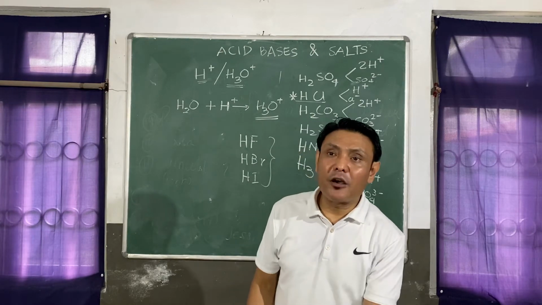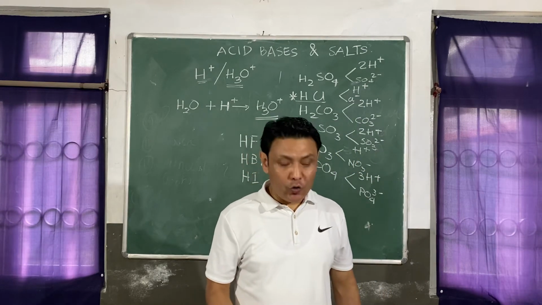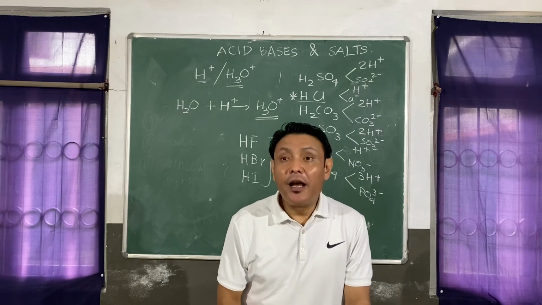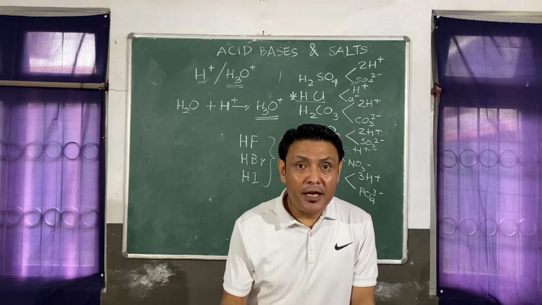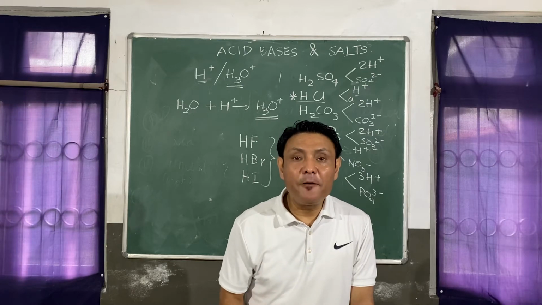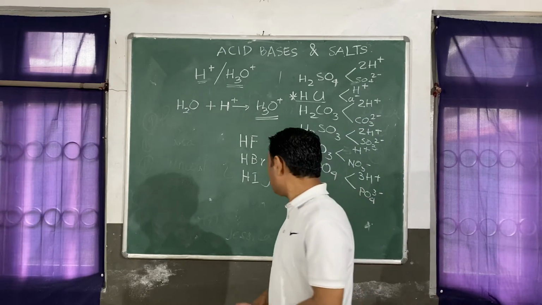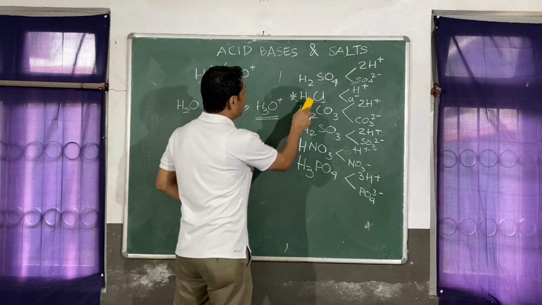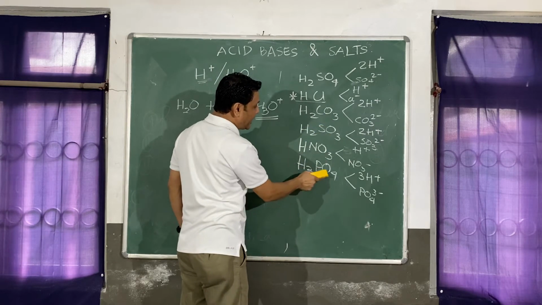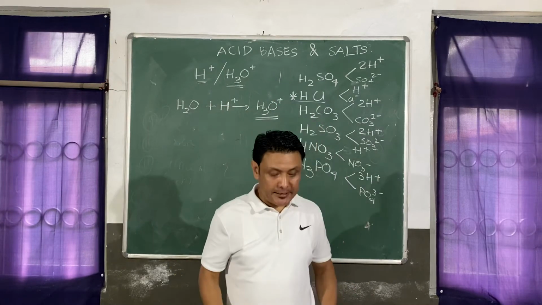Now when we talk about oxyacids, oxyacids are those acids which contain hydrogen, any other non-metallic atom, as well as oxygen. So those acids which contain oxygen are known as oxyacids. For example, we have sulfuric acid, carbonic acid, sulfurous acid, nitric acid and phosphoric acid. They contain oxygen, so therefore they are known as oxyacids.